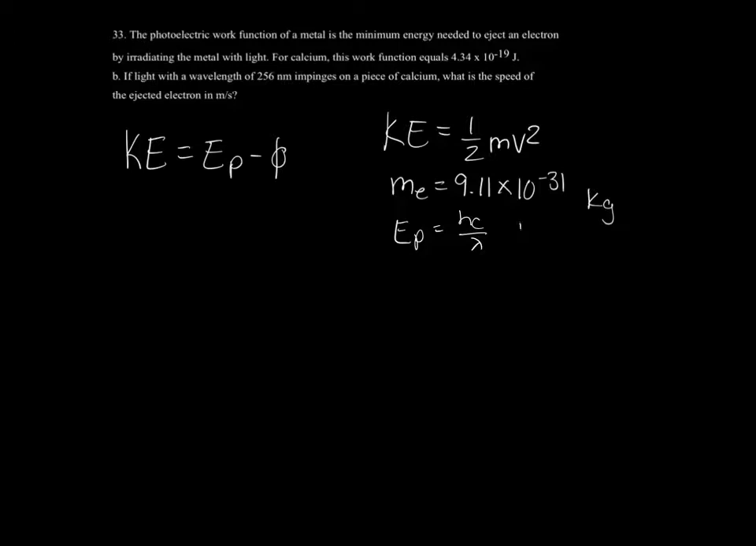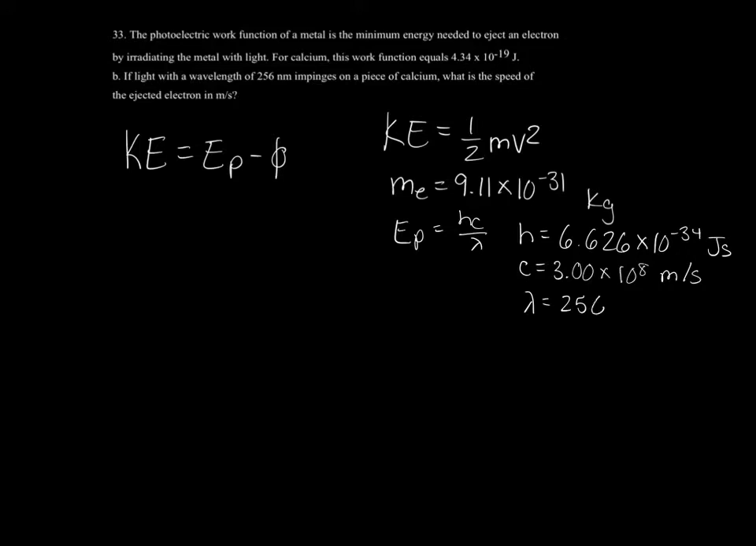In this equation, h is Planck's constant, 6.626 times 10 to the negative 34th joules times second. C is the speed of light, 3.00 times 10 to the 8th meters per second. Lambda is the wavelength measured in meters, which is given.